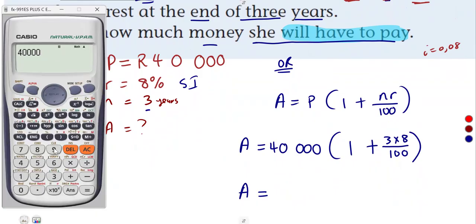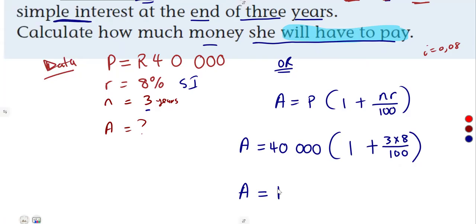40,000, you open the bracket. Open the bracket, 1 plus, put a fraction. Then 3 times 8 over 100. Then move aside, close the bracket. So this is it. You're going to obtain 49,600, just like the previous one that we obtained by simplifying each on its own, separately.